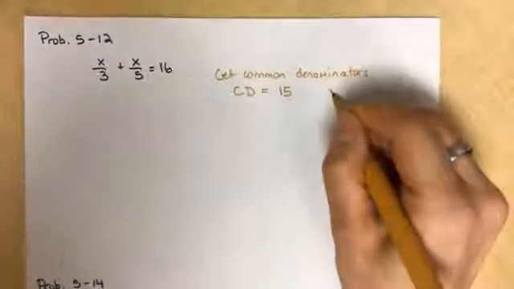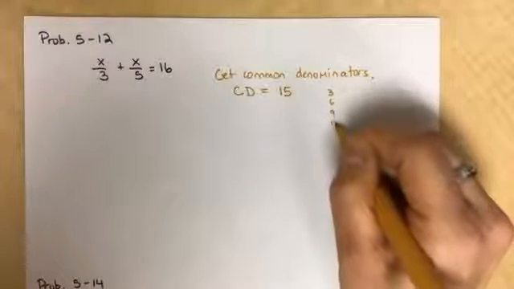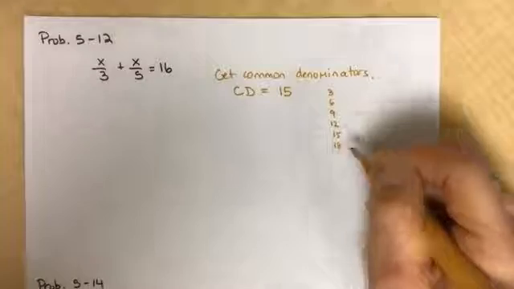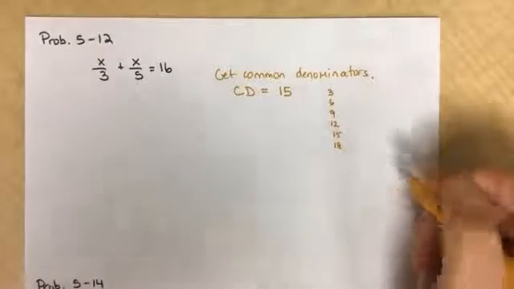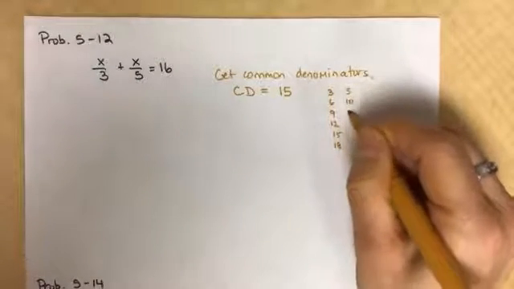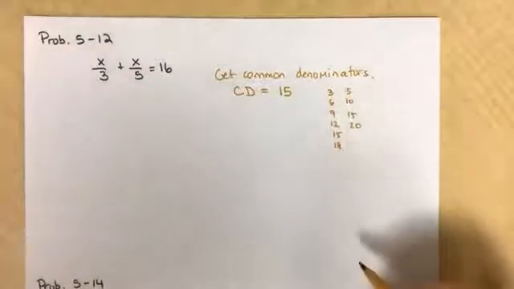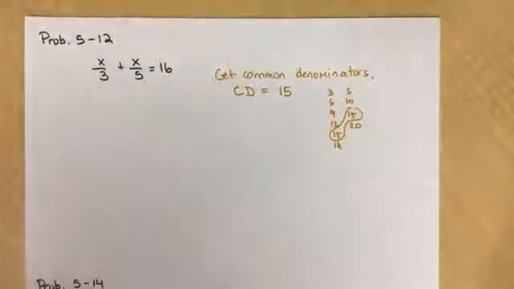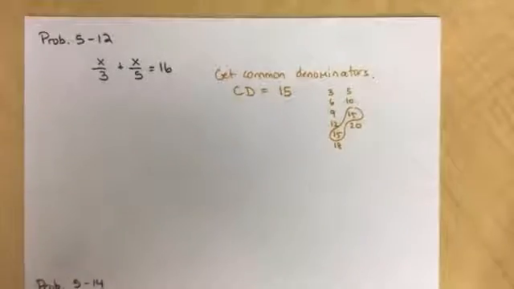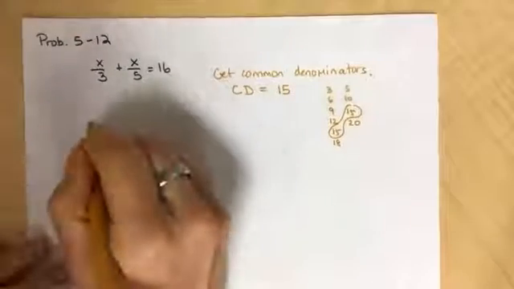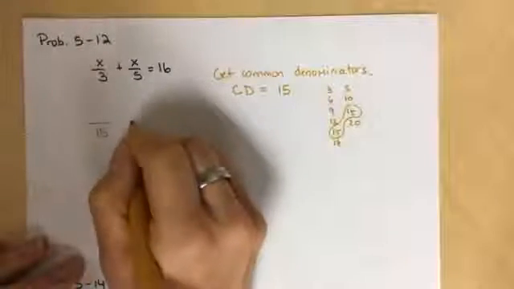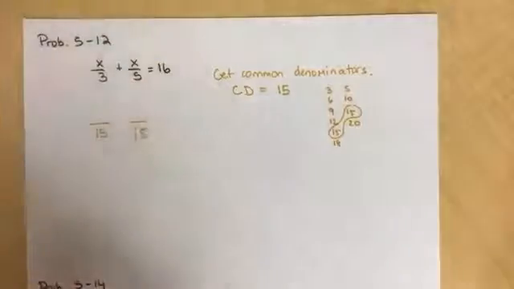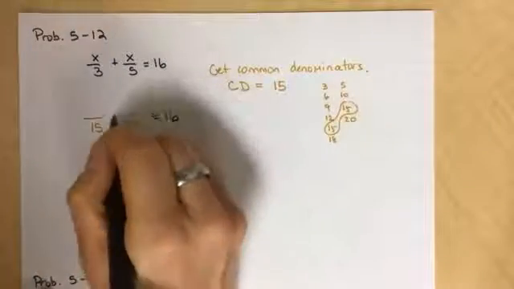And remember, you might have done this when you were a kid. You would start listing off the multiplications for 3, and you'd start listing off the multiplications for 5, and you were looking for the very first number that showed up on both of their lists. So I need a common denominator of 15. Since this is a whole number, we'll go ahead and leave it alone.